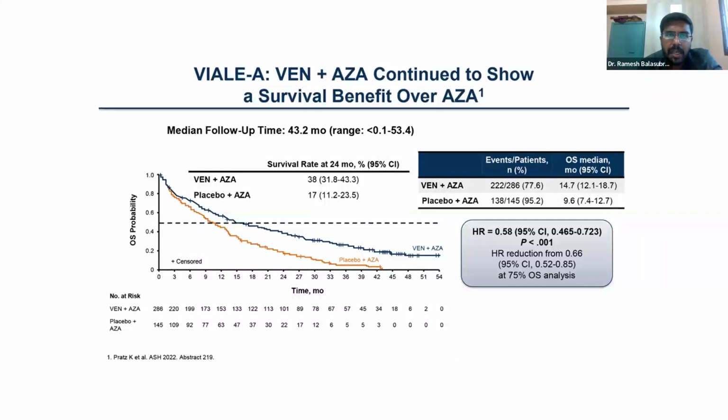So this is the VIALE-A trial which showed the benefit of the Ven-Aza combination over Aza monotherapy. So the 2-year overall survival is very much better with the combination than monotherapy. The hazard ratio is less than 1.